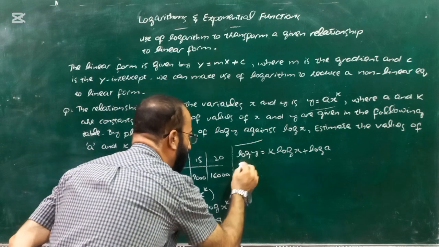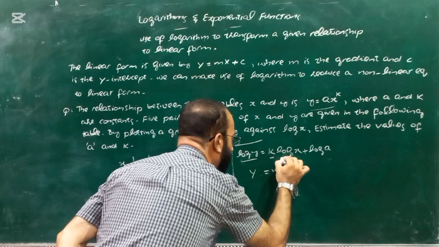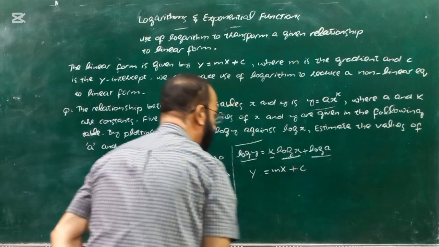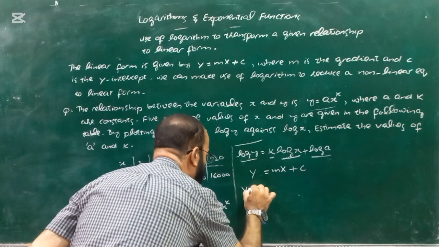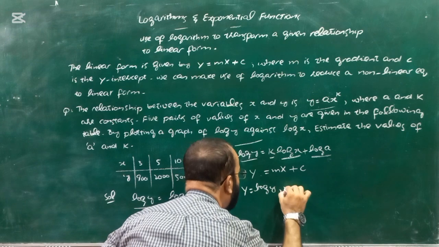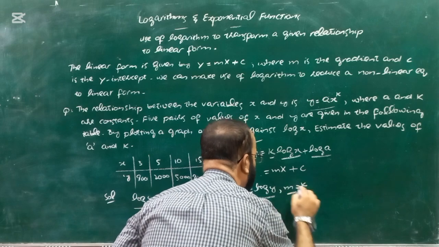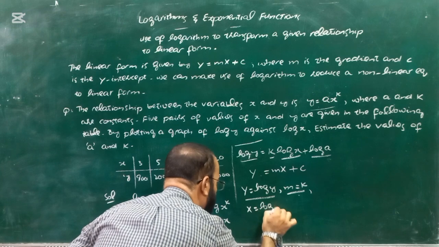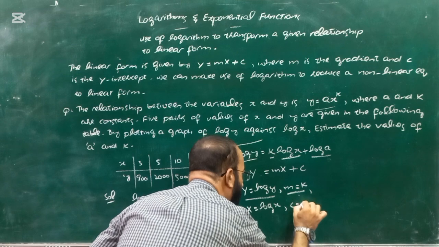So look now, this value will be called capital Y. This is m, this is x, and this is c. So this is the form now. It means capital Y is equal to log of y, m is equal to k, capital X is equal to log of x, and c is equal to log of a.